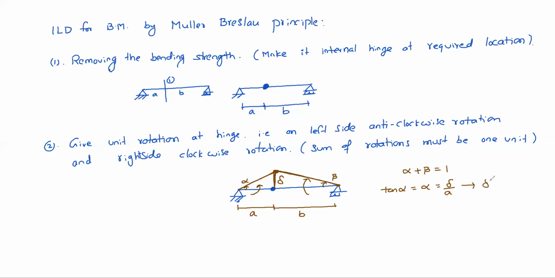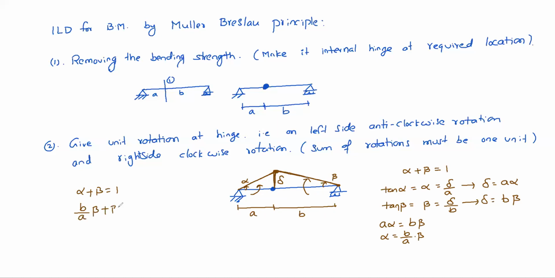From this, delta equals A alpha. Similarly, tan beta equals beta, which equals delta by B. From this, delta equals B beta. So from these two equations, A alpha equals B beta, or alpha equals B by A beta. Substitute there: alpha plus beta equals 1. In place of alpha, substitute B by A beta plus beta equals 1.